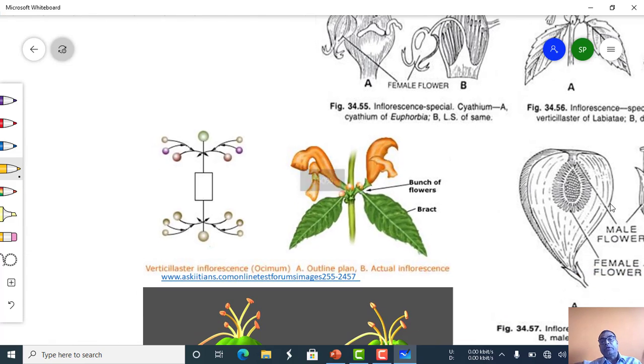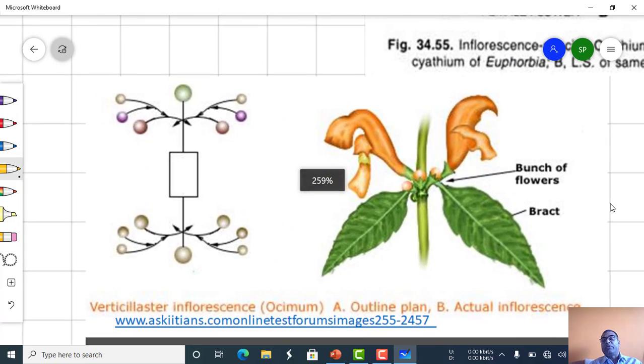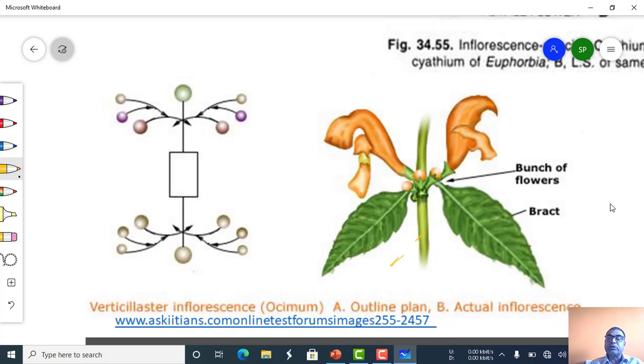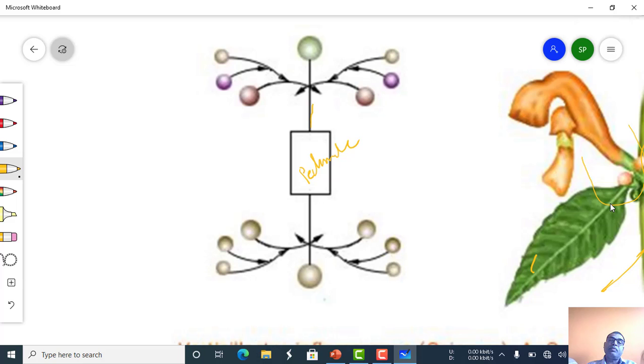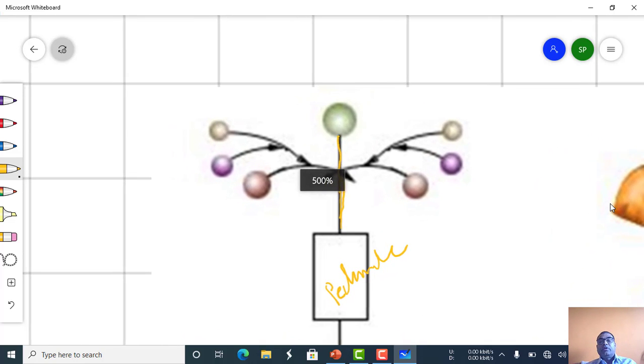Just see here, this one is a verticillaster type of inflorescence. This is what is called the peduncle. These are the leaves which are present in opposite phyllotaxy, and in the axil of this leaf, such flowers are present. So this is typical characteristic of a verticillaster type of inflorescence. See here, this is a peduncle, and on this peduncle the flowers are produced oppositely in the axil of the leaf.